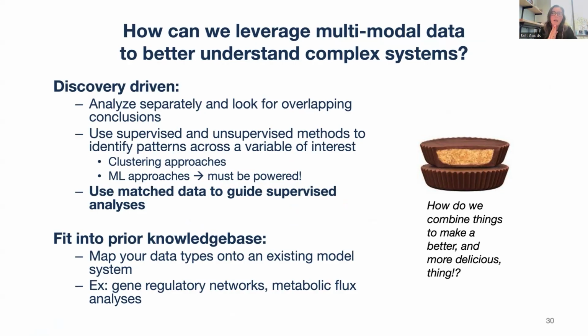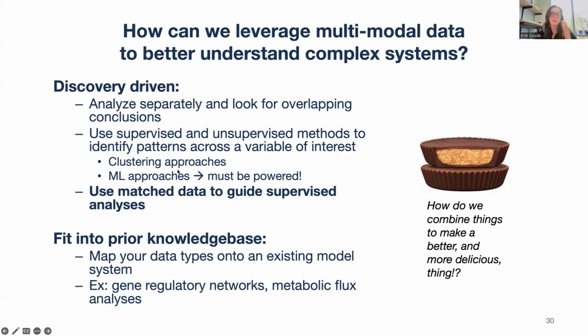So in this case, the genes that might be important for production of HMOs and LC1s versus LC2s. And again, those are our two different lactocyte populations in breast milk. There are two ways you can do this. You could take a discovery-driven approach where you analyze your data set separately and look for overlapping conclusions. You could use supervised and unsupervised methods to look for patterns across your variables of interest. This would be clustering or machine learning approaches.